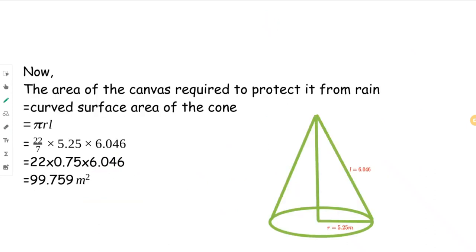Now remember, we're going to try to find the curved surface area. So now the area of the canvas required to protect it from the rain equals curved surface area of the cone, pi r L. Pi is 22 by 7. Once again, the radius I'll be using 5.25, and then the slant height we just got right now, 6.046. Then I can divide it. 7 on the 7, 7 7s are 49, 50... 7 5s are 35. So we can't do any more, so multiply these three: 22 into 0.75 into 6.046. Then the area, once you multiply, we're going to get 99.759 meter square.